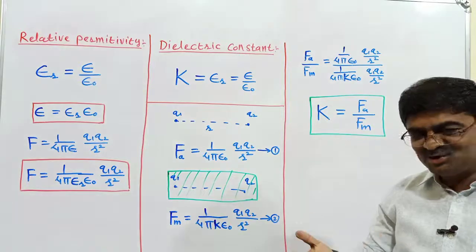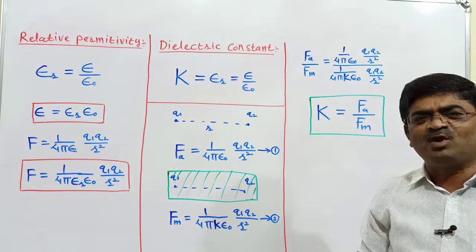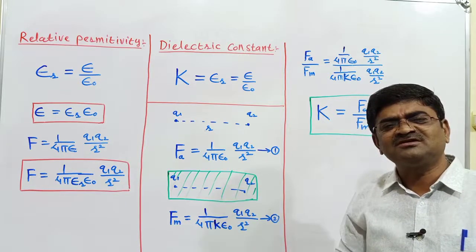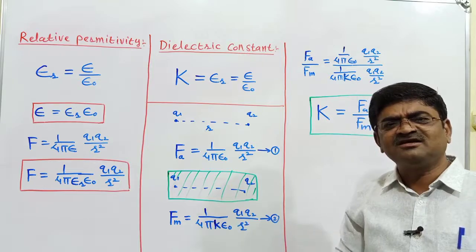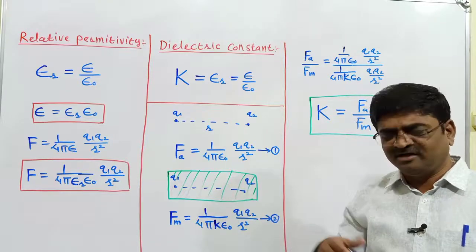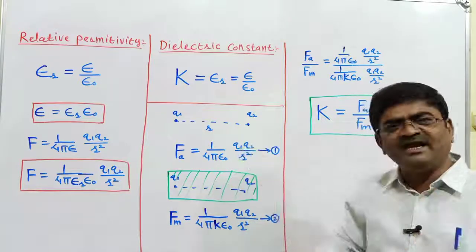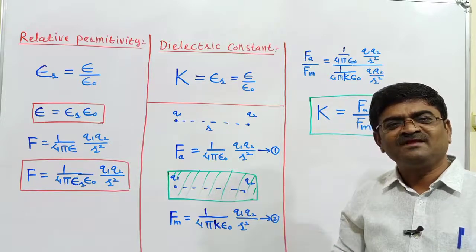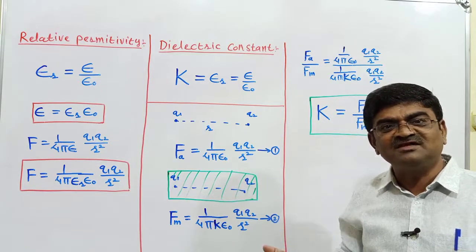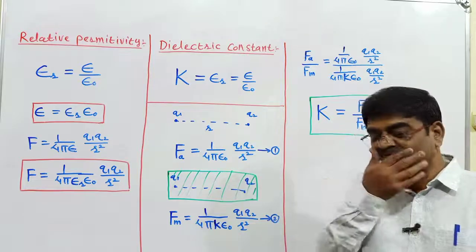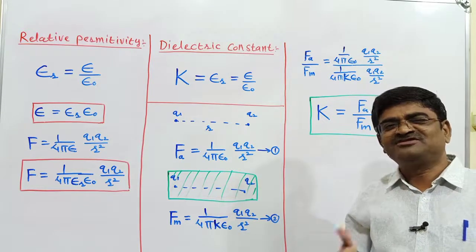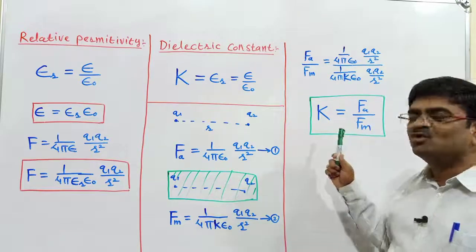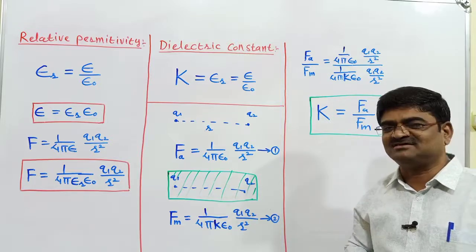So when it comes to calculating the dielectric constant for any media, what I simply do is take two charges and arrange them at a certain separation in the air initially, and know the force. Then take the same two charges into the given dielectric whose constant I want to know, keep them at the same separation, and get the force. Once you are done with Fa and Fm, the next job is simple: take the ratio of Fa and Fm, and that will give you the value of the dielectric constant.